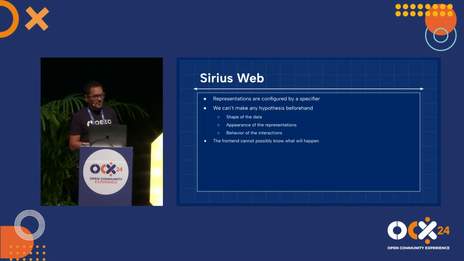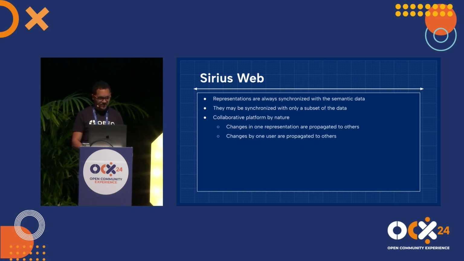All those representations are configured by a specifier. We don't know beforehand how the diagram will behave and how the representation will look. We have to interpret dynamically what has been defined. As a result, the front-end code cannot possibly know what will happen when we open and interact with a diagram.